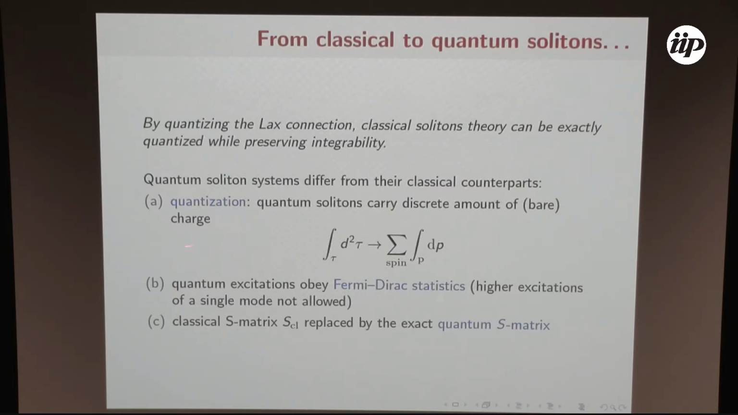So this is a new feature of quantization. It's pretty obvious. The other feature is that if you look at quantum excitations and what statistics they obey, you will learn that you can't excite one excitation multiple times, so there are no higher excitations, which means that excitations are basically Fermi-Dirac particles, so you have to adjust the entropy factor accordingly. And finally, again obviously, instead of the classical S matrix, what you will have in the formalism will be the exact quantum S matrix.